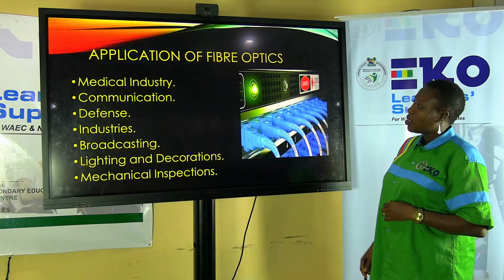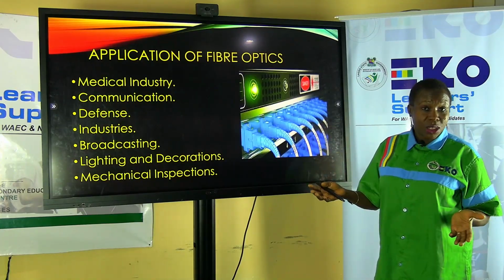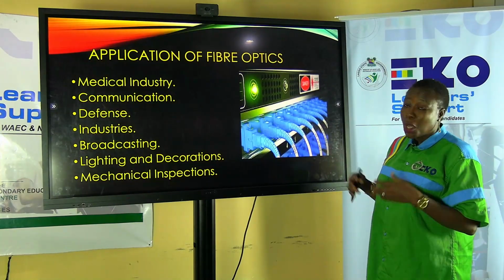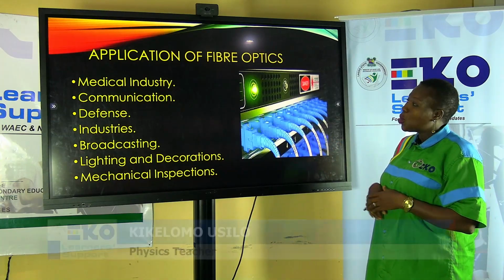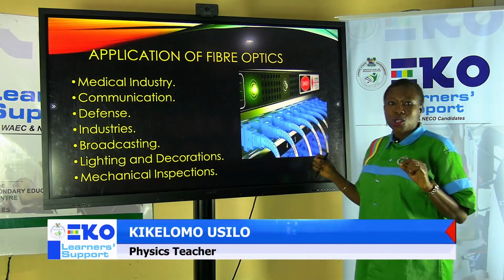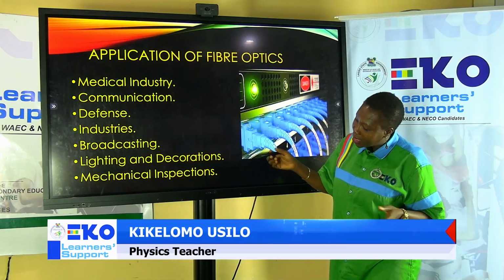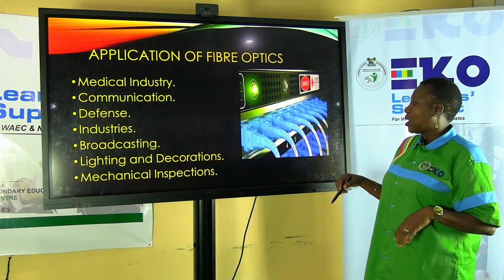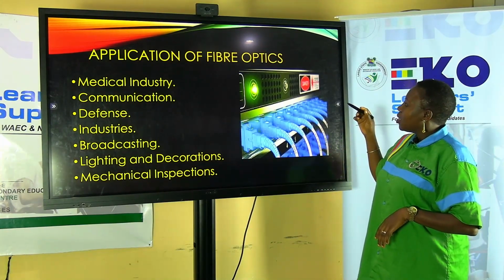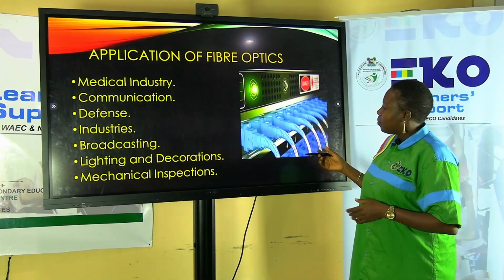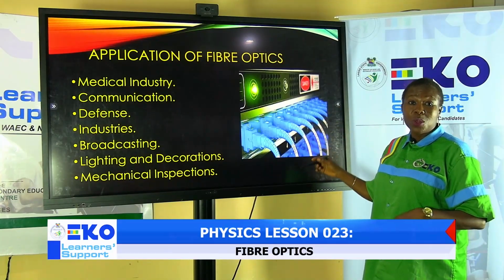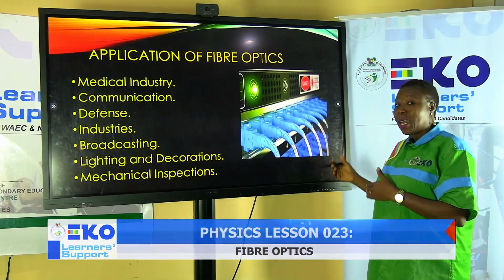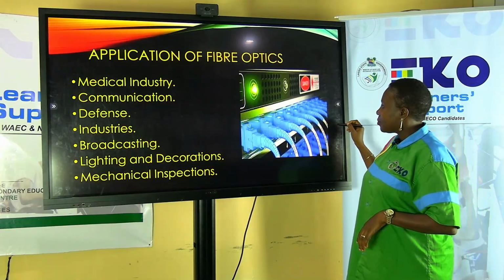Application of fiber optics, like we said, is used in the medical industry, like we saw the surgeon the other time, communication, our long calls or short calls, defense, the military, they use it, and also in industries. It's also used in industries and for broadcasting, lighting and decoration and mechanical inspection. So when you check the back of your decoders in your houses, you should be familiar with all these cables. So they use fiber optics because it lasts and is better than copper wire.